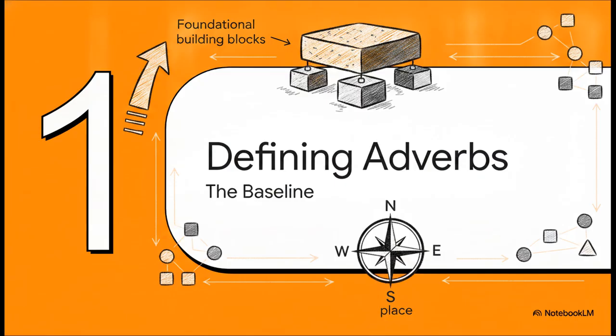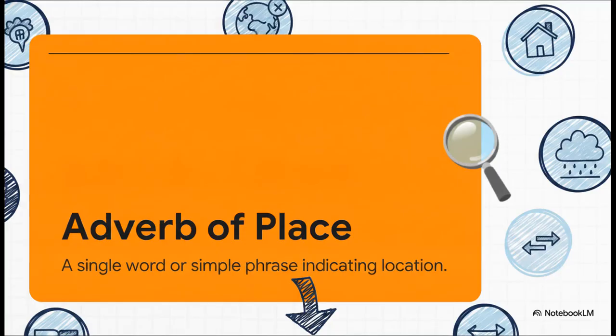All right, section 1, the baseline, defining adverbs. So let's establish our baseline. At its core, an adverb of place is really just a single word or maybe a very simple phrase. We're talking about words like here, there, everywhere, upstairs, or nearby. You already know these, right? They basically do one simple job. They tell us the location where an action happens. They're totally functional, absolutely necessary, but on their own, they don't exactly offer a ton of sophisticated detail.